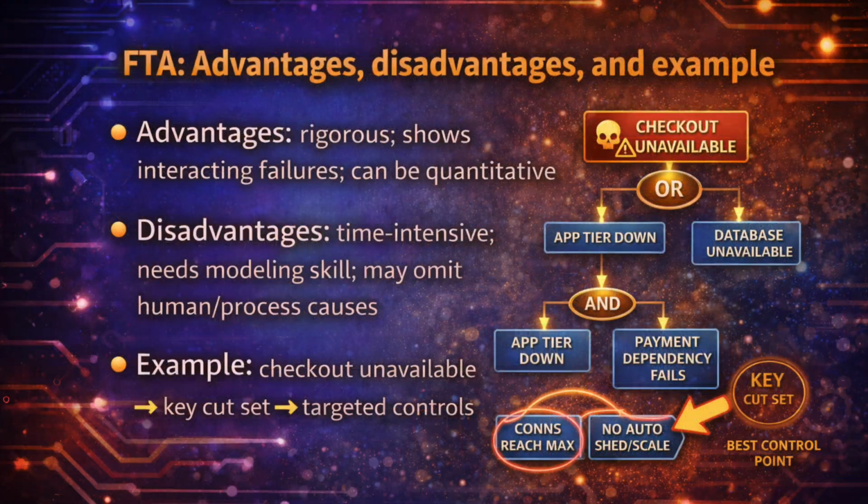Fault tree's advantages are rigor and clarity. It's great when failure depends on combinations, where 2 or 3 things must go wrong together. It also supports what-should-we-invest-in decisions, especially when you can quantify failure rates or exposure. The trade-offs. Building a good tree takes time and a facilitator comfortable with logic modeling. And if you only model hardware and software, you can accidentally ignore human and process contributors, so you must intentionally include them as basic events when they matter.